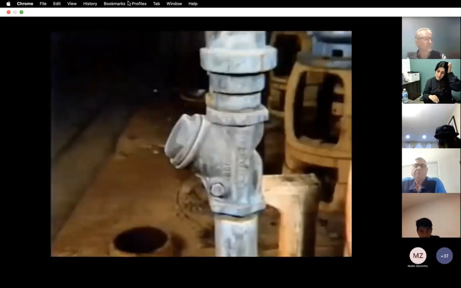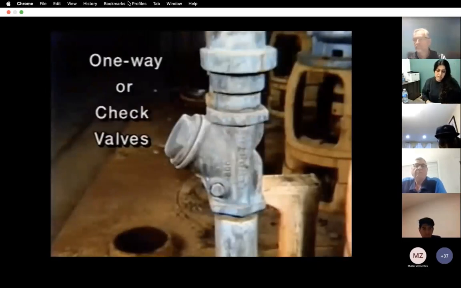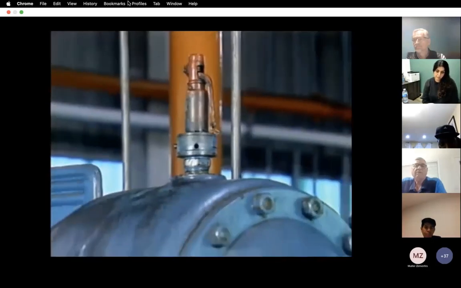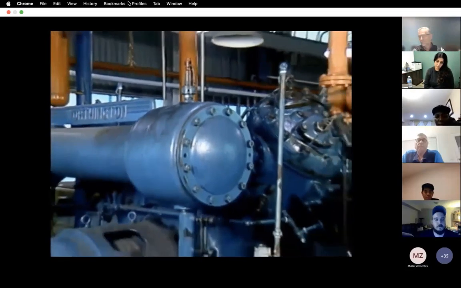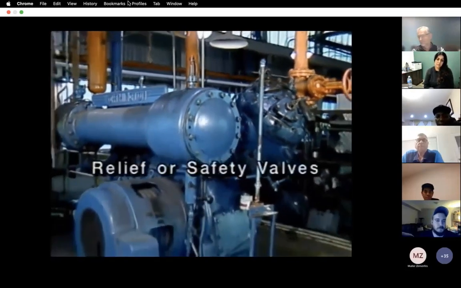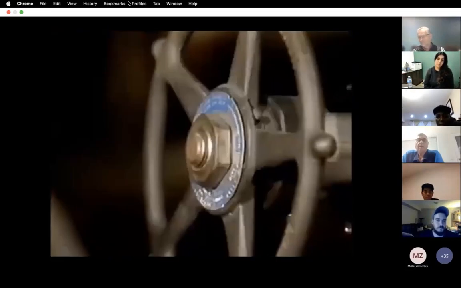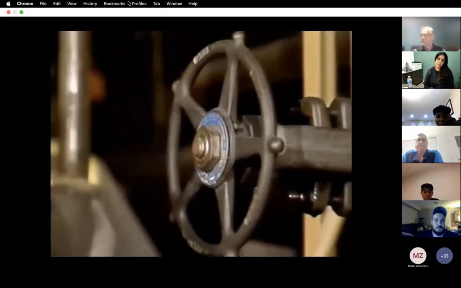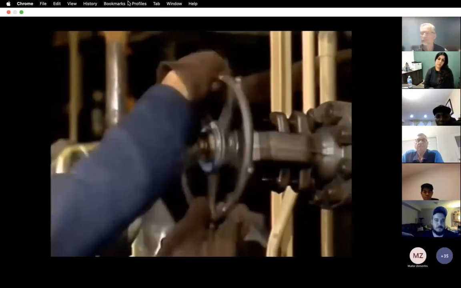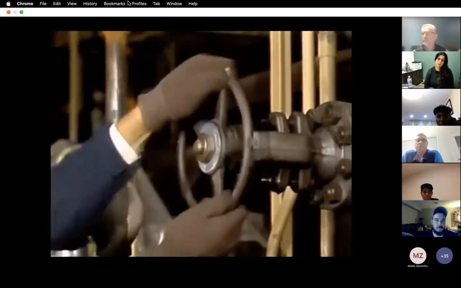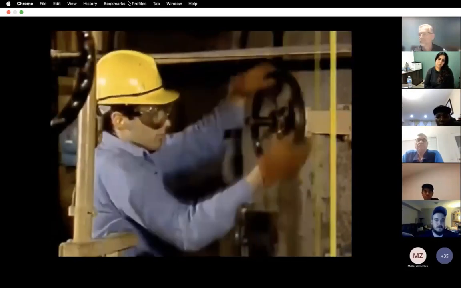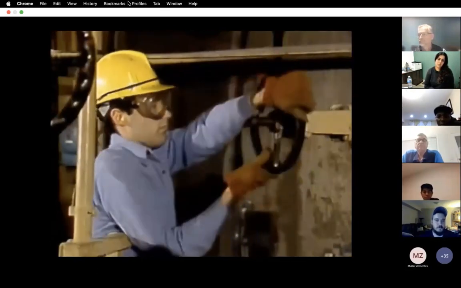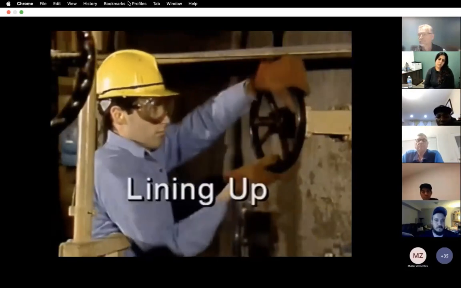Some valves may allow fluid flow in only one direction. These valves are called one-way valves or check valves. Still other valves are used to relieve excess pressure from a process system to protect equipment and personnel. These valves are called relief valves or safety valves. Regardless of the types of valves in a process system, all of them must be correctly positioned for the system to operate properly. Positioning valves so that the ones that should be open are open and the ones that should be closed are closed is called lining up the valves.